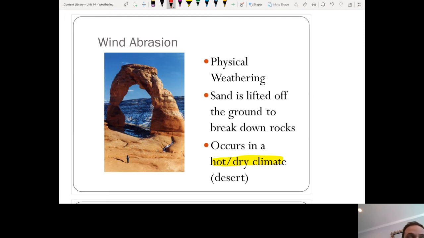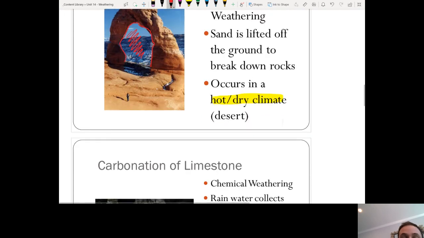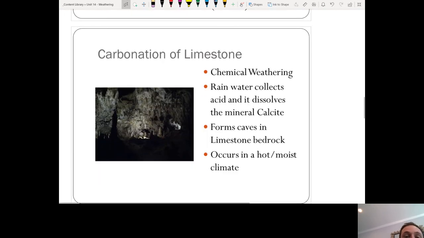Here we're looking at a window that was created by wind abrasion right in the middle of that bedrock, and that's because the rock in this area was less resistant to weathering. It must have had a softer hardness, those minerals, and allowed the wind to really eat apart at that specific location. The next example is an example of chemical weathering. This is the carbonation of limestone.